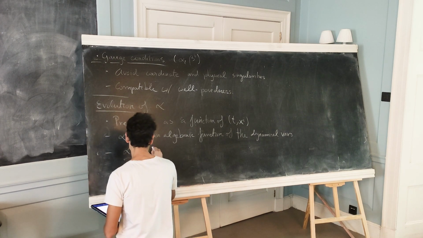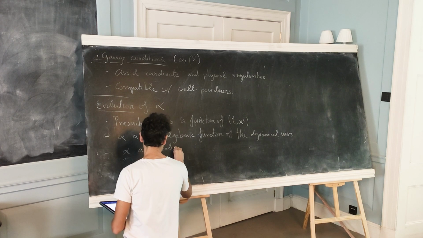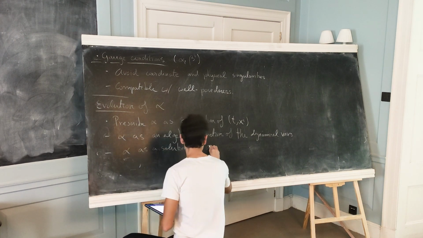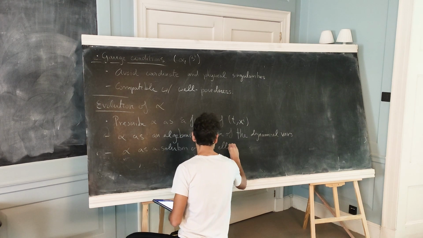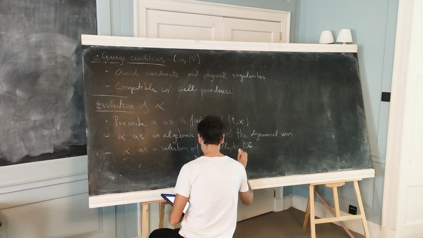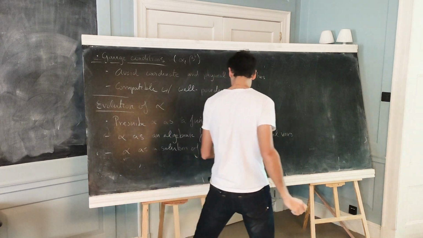Third option is to give an evolution equation for alpha as a solution of an elliptic PDE that imposes a geometric condition.